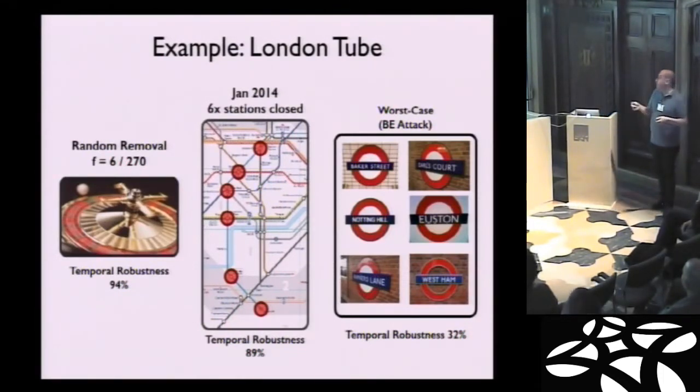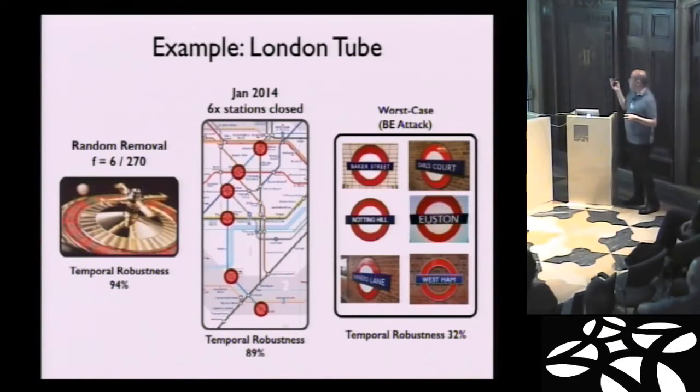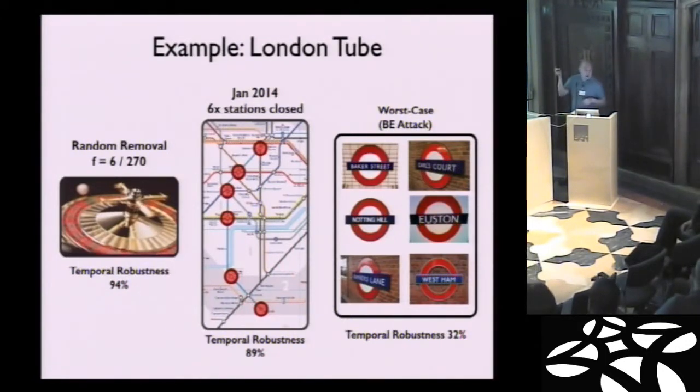If you hit six stations in London using the betweenness efficiency attack that I showed you before, you disrupt the network enormously, and the temporal robustness is 32%, just with six stations. And these are the six stations that you can close. Essentially, they are the stations that connect the peripheries. Okay. And this is quite interesting example.